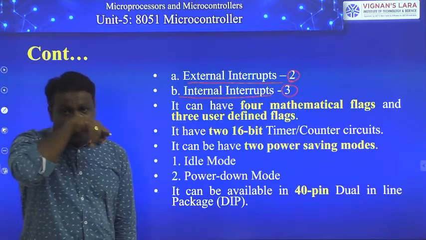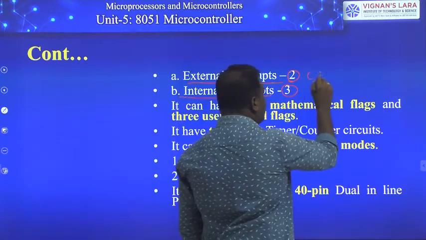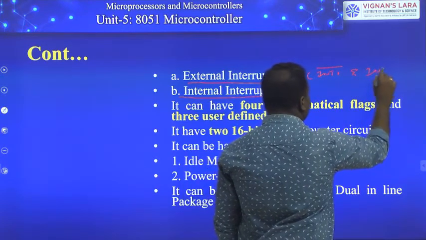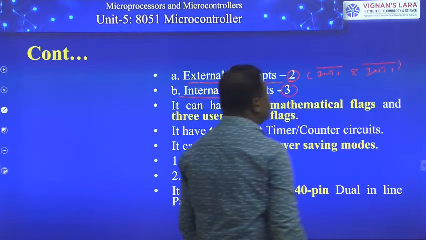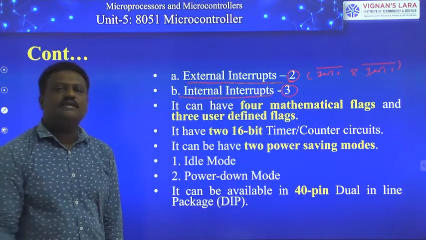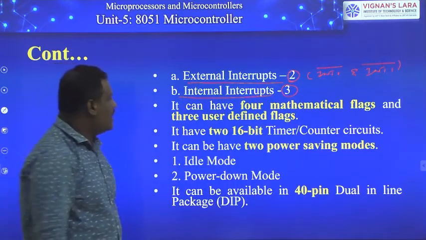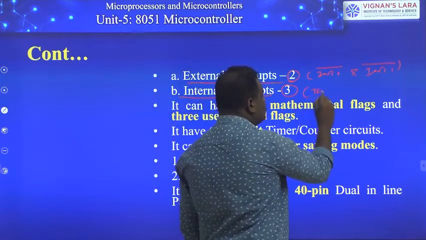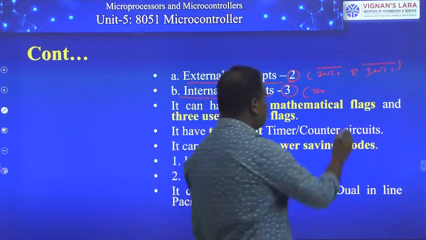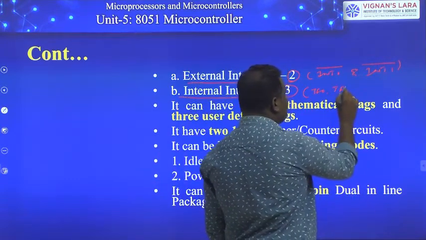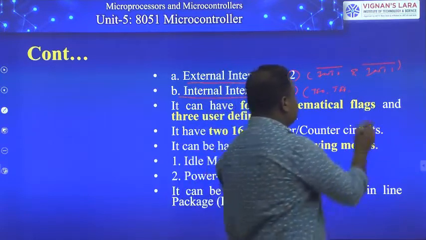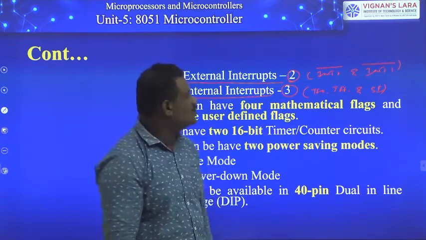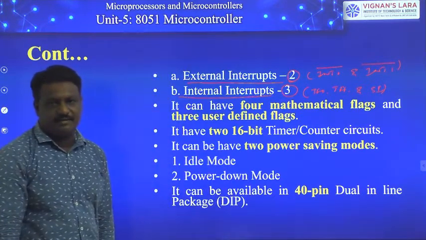There are 2 external interrupts for us. Those are INT 0 bar and INT 1 bar. These 2 are considered as external interrupts of 8051 and the remaining 3 are considered as internal interrupts. Those are the timer 0 overflow interrupt, that is TF0, the timer 1 overflow interrupt, and the third one is the serial port interrupt. So these are the 3 internal interrupts.